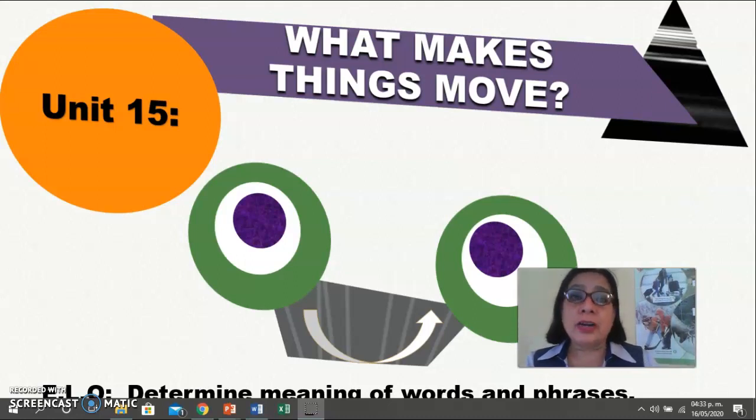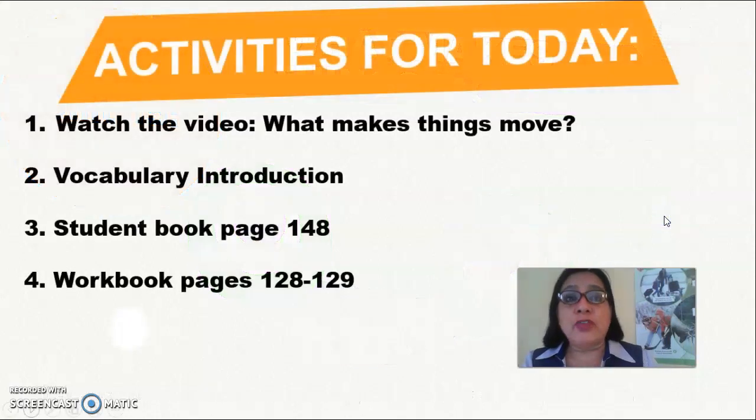The expected learning outcome is determine meanings of words and phrases, okay? So let's begin. Activities for today. Number 1, watch the video, what makes things move. Number 2, vocabulary introduction. Number 3, student book, page 148. And finally, number 4, workbook, pages 128 and 129.